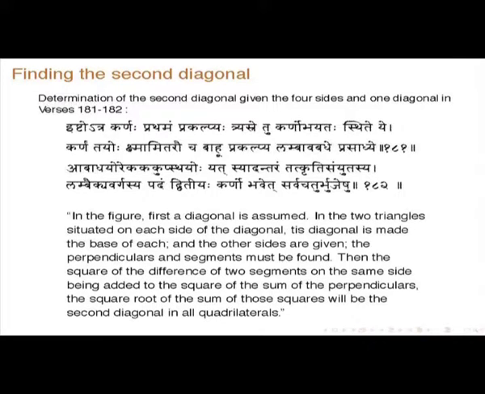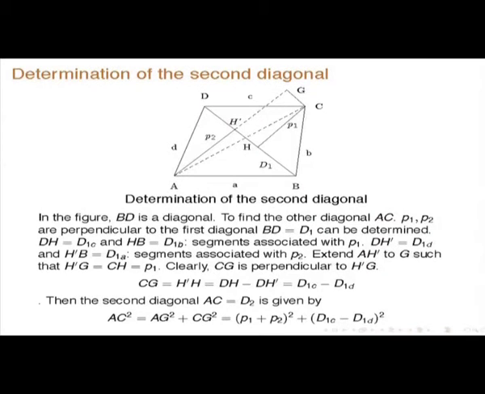Then the square of the difference of the 2 segments on the same side being added to the square of the sum of the perpendiculars. The square root of the sum of those squares will be the second diagonal in all tetragons or quadrilaterals. So, what he is trying to say is the following. Suppose you are given all the 4 sides and this diagonal.